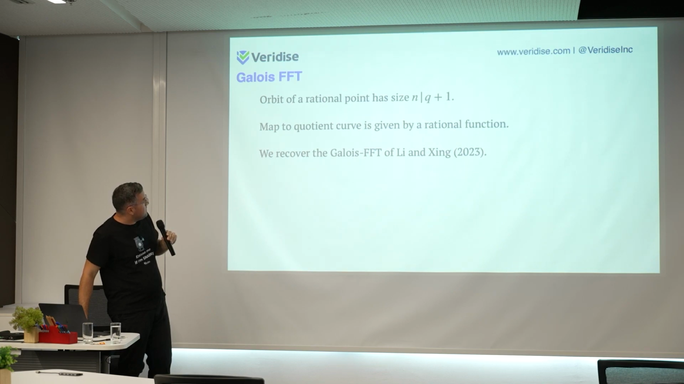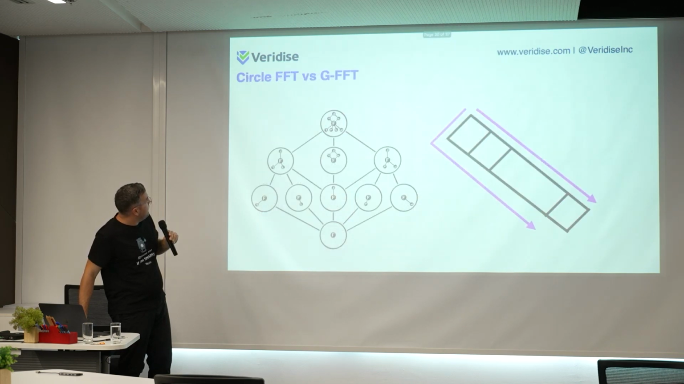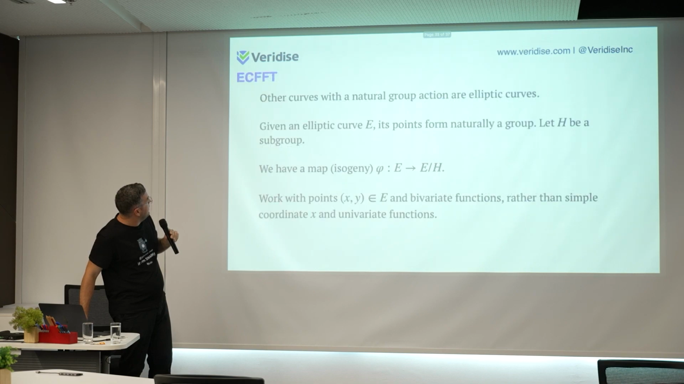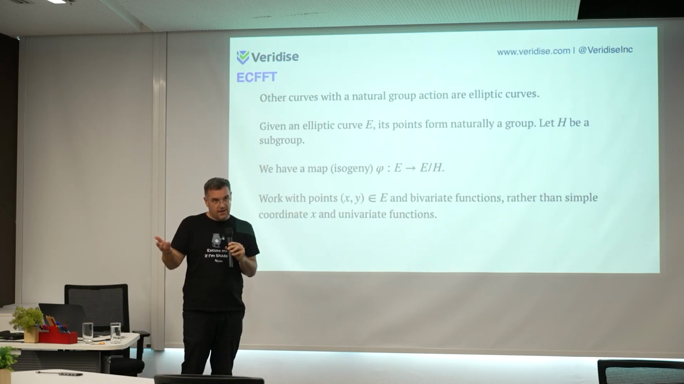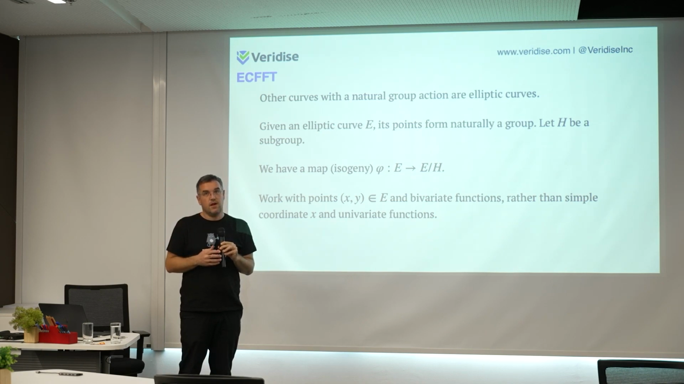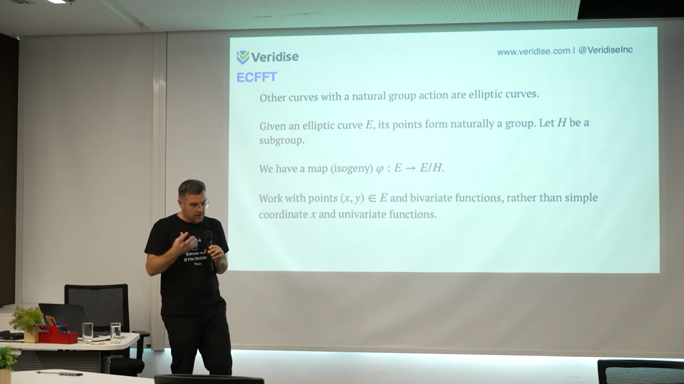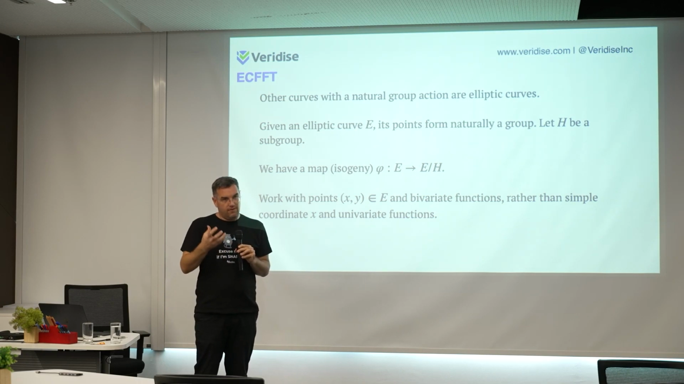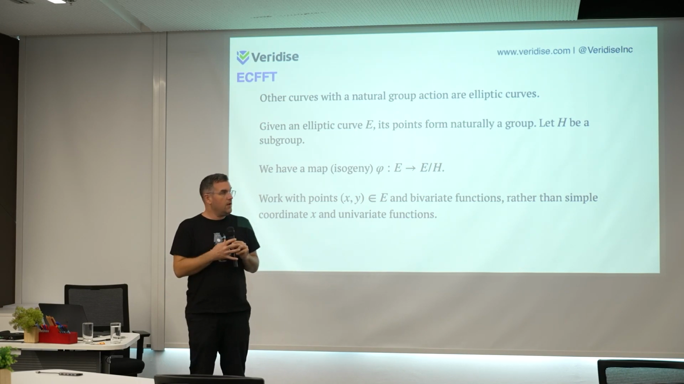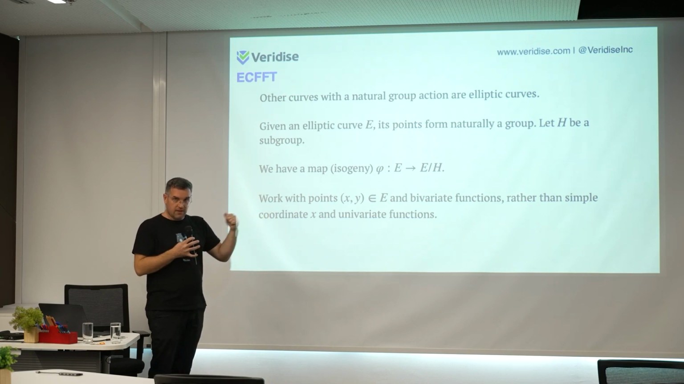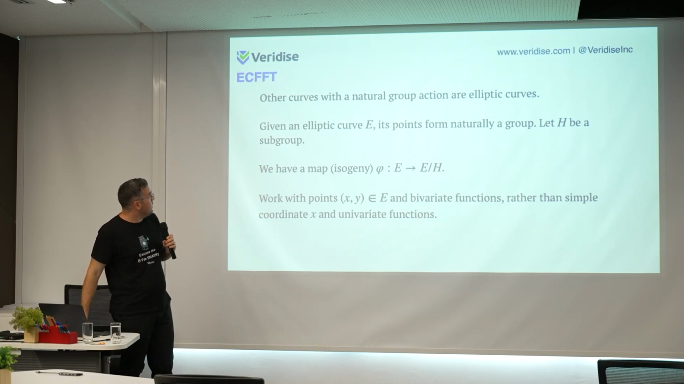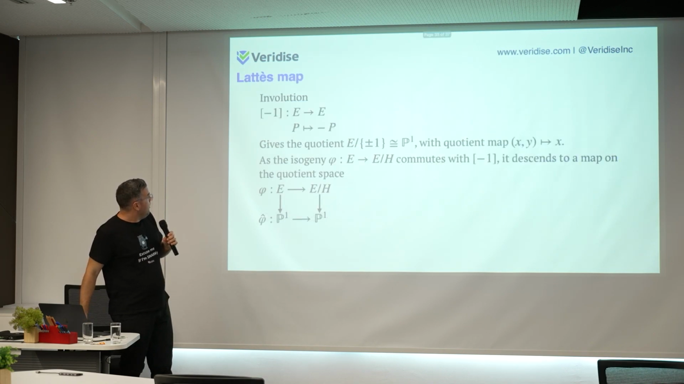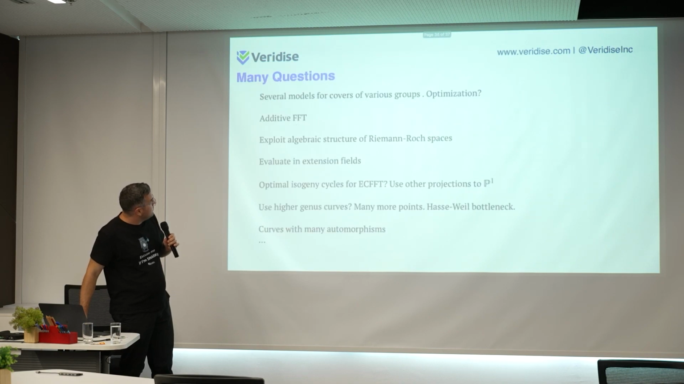But then the next thing you could think about, I'll just skip very quickly over these. You can say, why do I work with the projective line? Can I not work with more complicated curves? And you can do that as well. You can work with elliptic curves, and they already have a very nice group structure on their own. You can exploit that structure and isogenies between those elliptic curves. And if you do that, you get back what is known as the ECFFT.